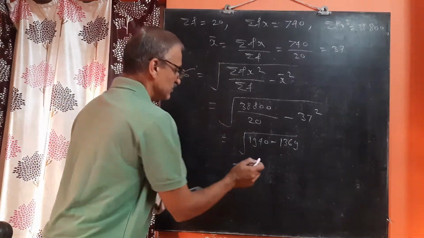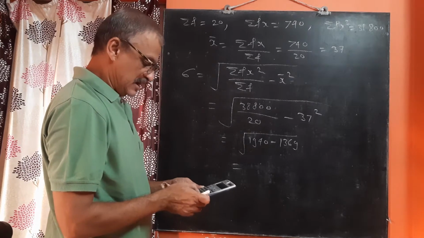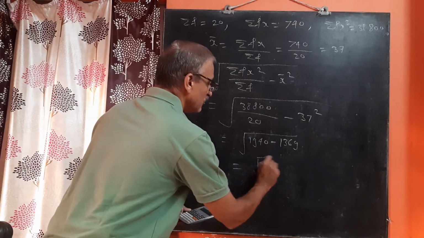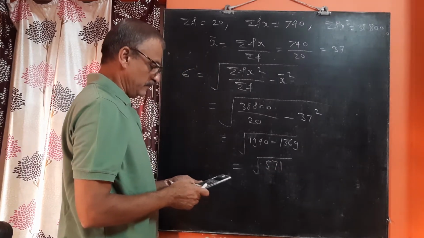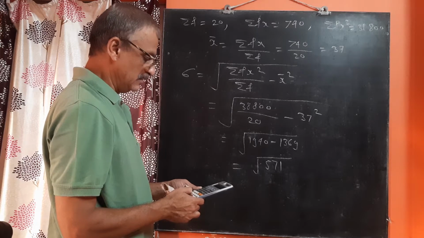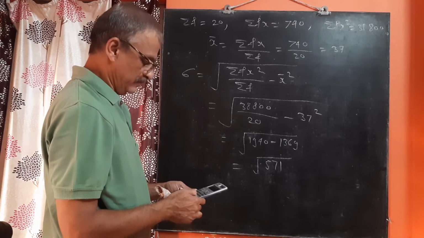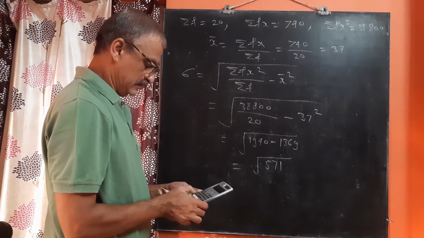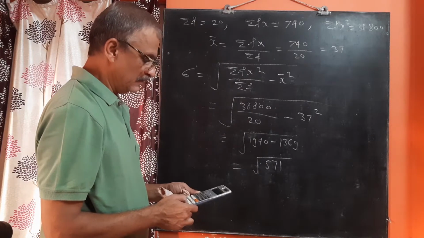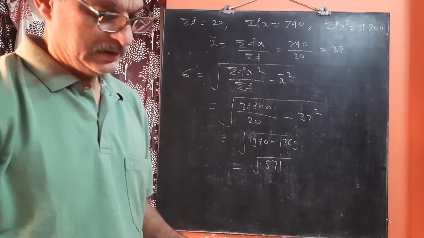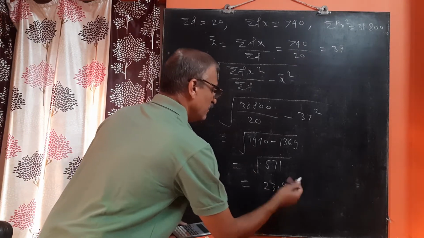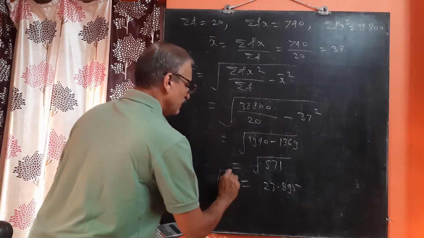Now 1940 minus 1369 comes to 571. Square root of 571, that comes to 23.8956. That is the value of sigma for grouped type of data.